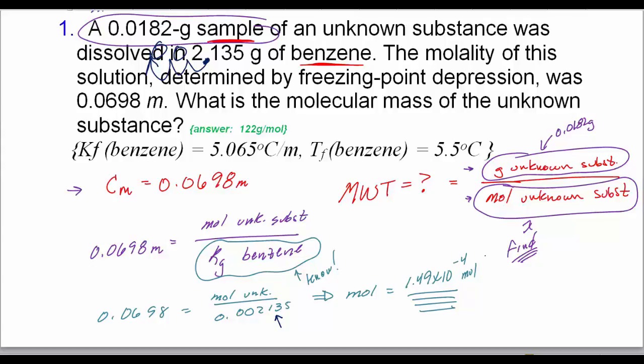Okay, let's put in those moles, and we'll have our answer. So our molecular weight is going to be 0.0182 grams divided by 1.49 times 10 to the negative 4. About 122 grams per mole.